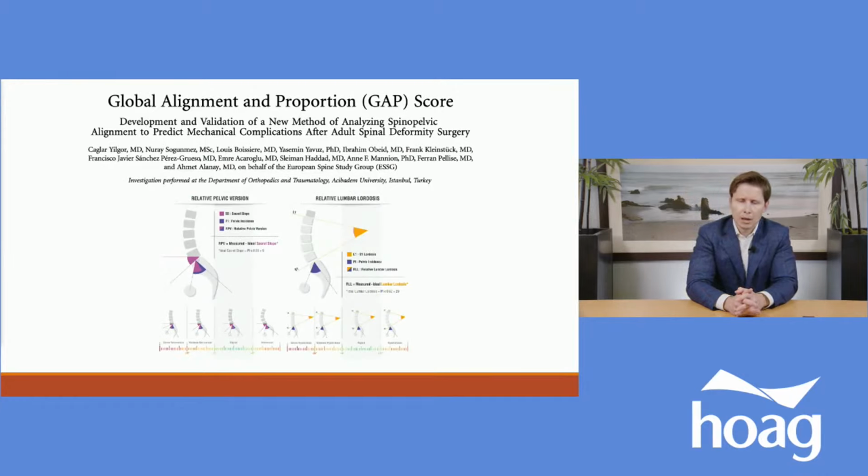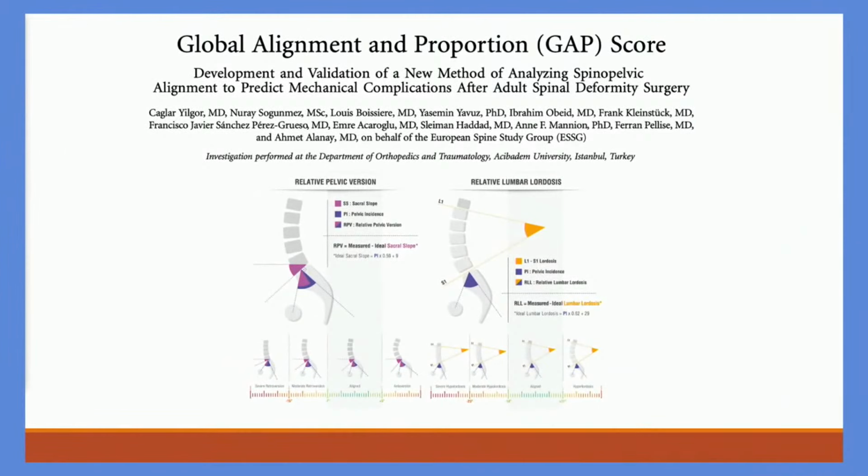Another key descriptor and a way to assess spinal deformities is through the global alignment and proportion score. This came out of research from the European Spine Deformity Group, and this paved the way for allowing us to measure certain parameters in order to help us guide if there would be a postoperative breakdown of hardware or a postoperative complication.